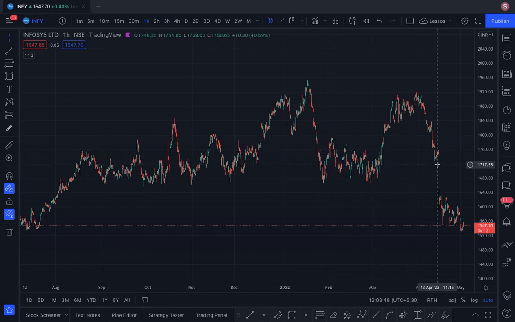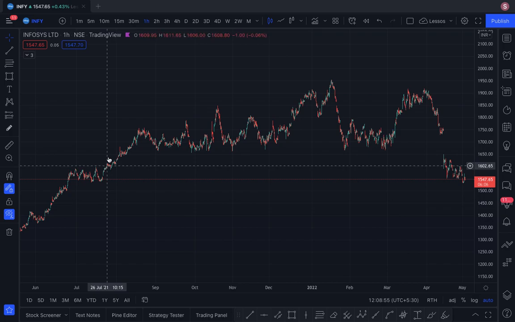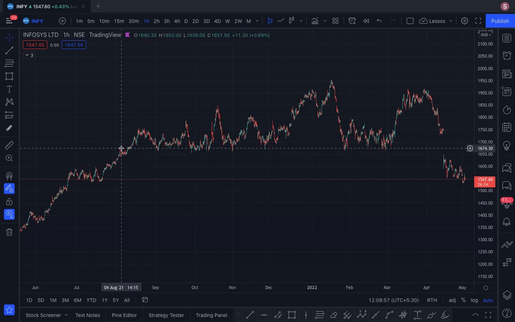So the price may come down to this point as well. So let us mark this area. And remember, if suppose you are not able to get, let's say, just hold on.